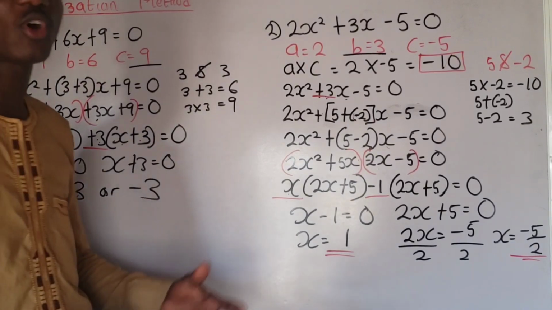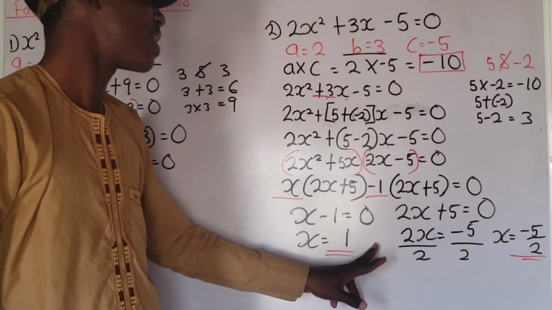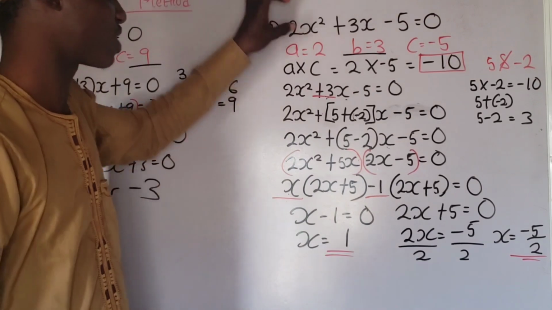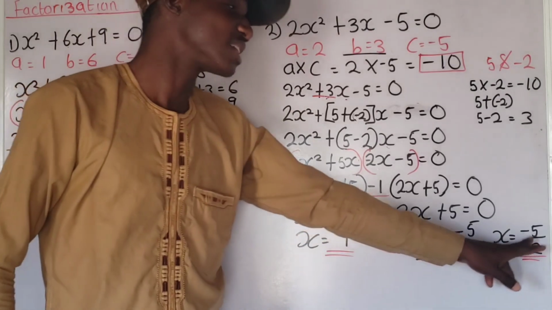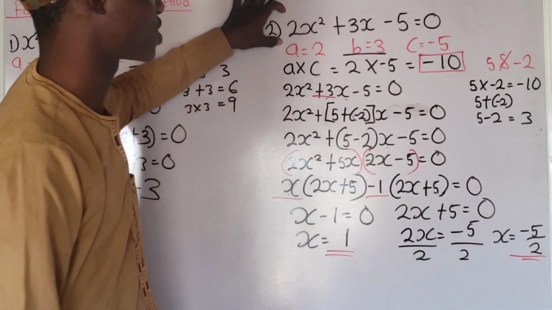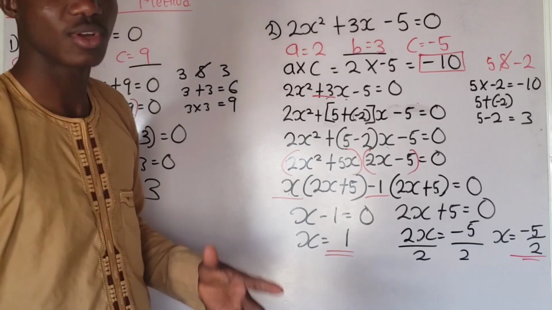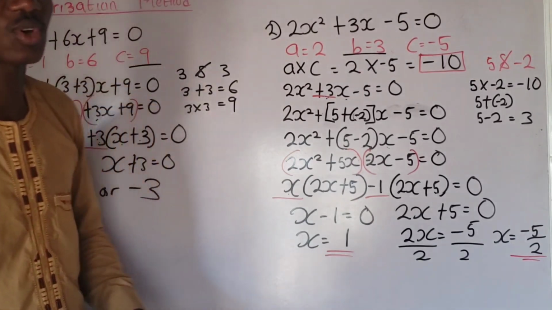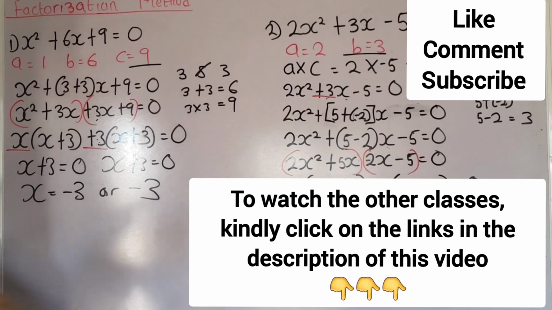Now, to check maybe your answers is correct, try substituting the x as 1. In this quadratic equation, you must have 0. If you substitute x as negative 5 over 2 in this quadratic equation, you are still going to get 0. You understand? So, by doing that, you are going to know maybe your answers is correct or not. You can see that solving quadratic equation using the factorization method is simple. You understand? You just have to practice.